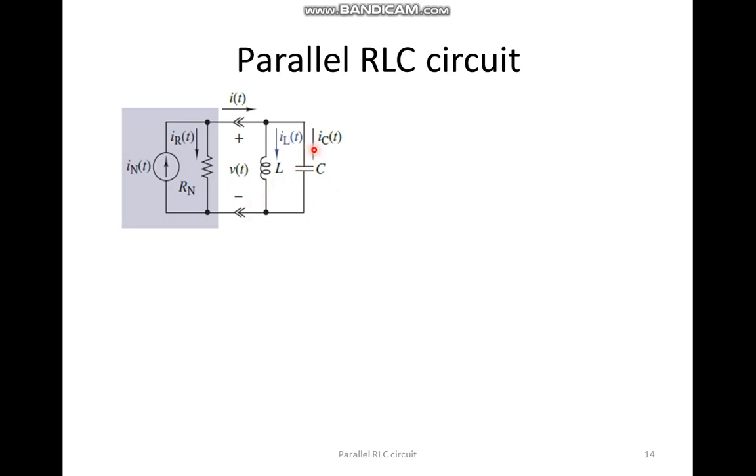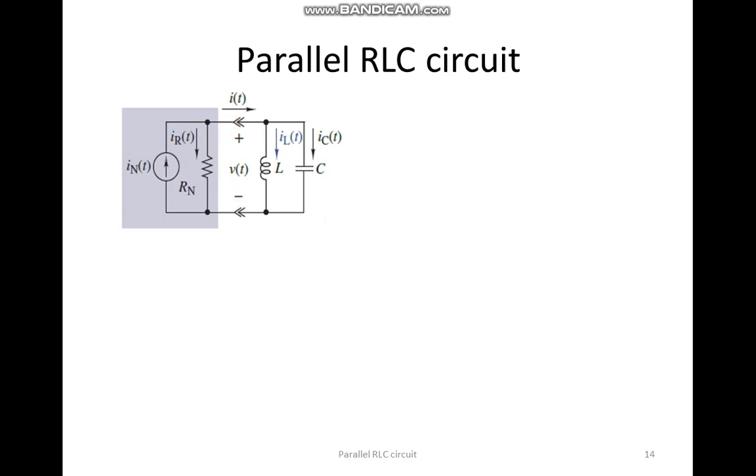The current through the capacitor is assumed as IC. The current in the inductor is assumed as IL. So the current going into the unshaded part is combinedly called I of t, whereas we consider the current in the resistor as IR and the current of the source is IN. Similarly, we consider the voltage across the inductor, capacitor, and resistor as V of t.